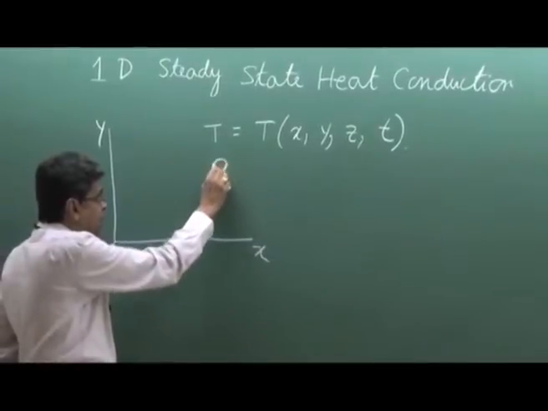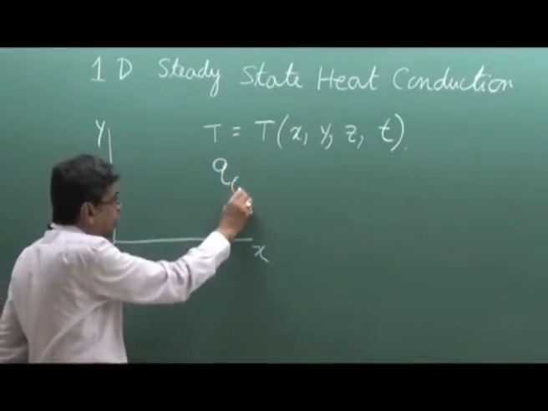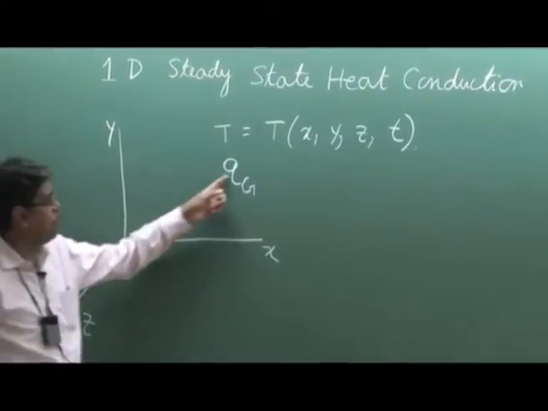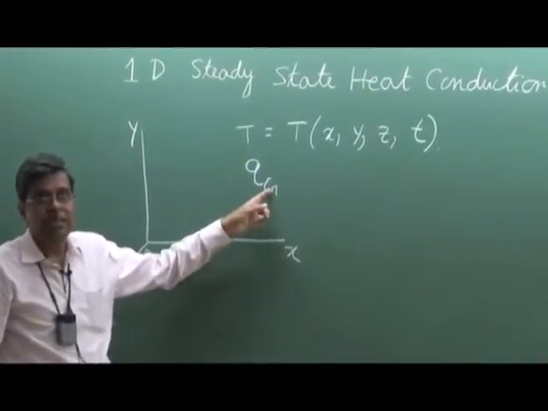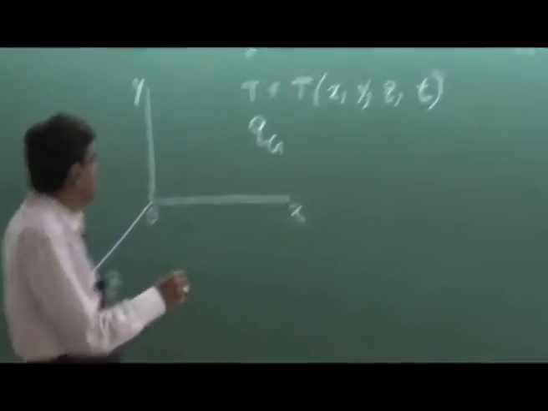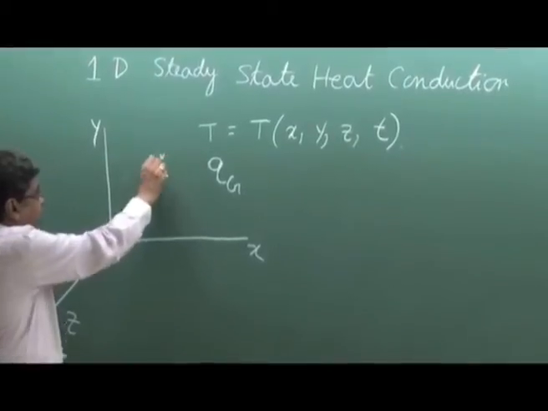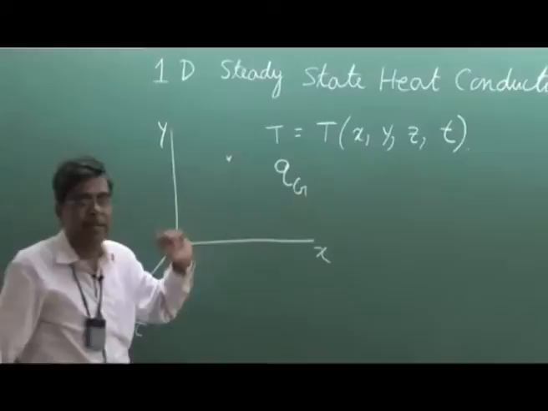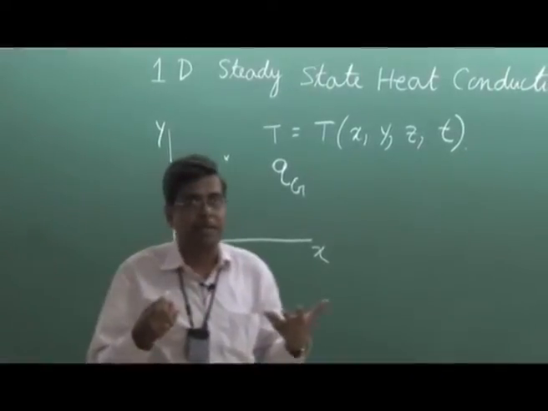We express this generation of thermal energy as small q_g, because I am using q as the heat flux. I will be using q_g, which is the generation of thermal energy per unit volume, and which becomes a point function like the temperature. That means at any point we can define the quantity, the generation of thermal energy per unit volume.